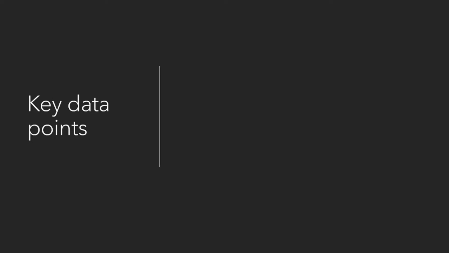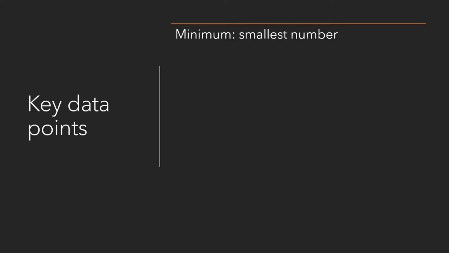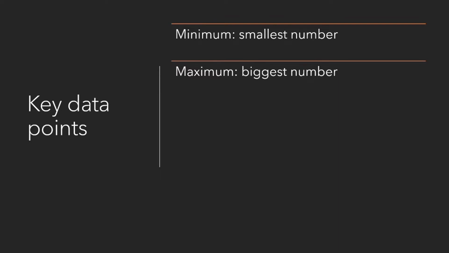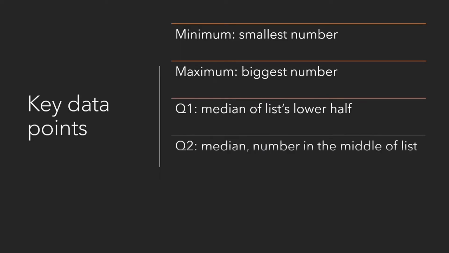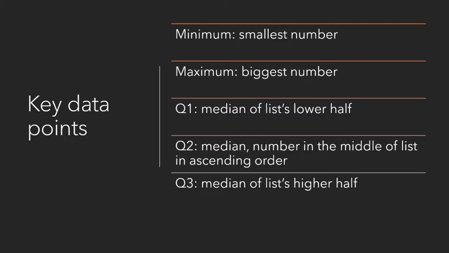So let's show you how to make one. First, you need to be able to identify 5 key data points in your dataset. The first two are very straightforward, the minimum and the maximum. The other 3 data points are the first quartile, Q1, the second quartile, Q2, and the third quartile, Q3. Now, once you have all 5 of these, you can plot them on a number line. And then you draw the box plot around that.